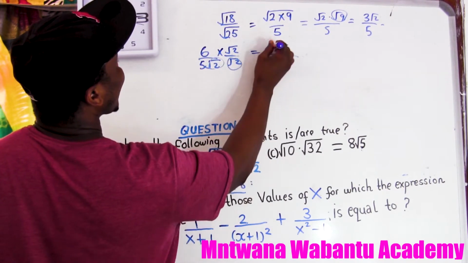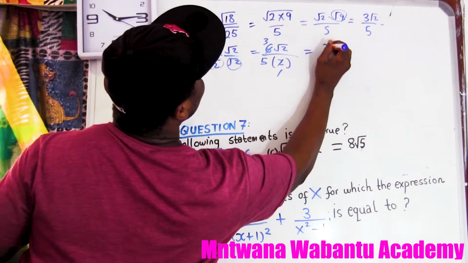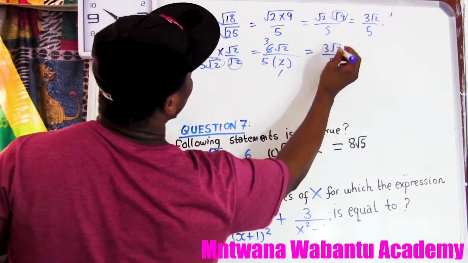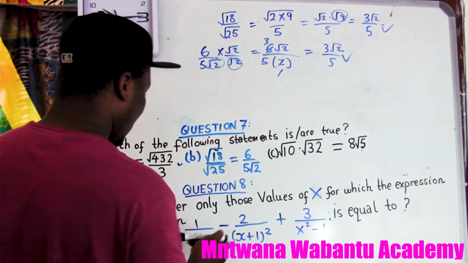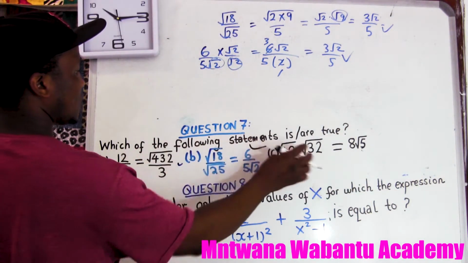Now divide by 2: how many 2s in 6? 3. So this is going to be 3 square root of 2 over 5. Yes, the right hand side is equal to the left hand side. So this is going to be true also. So true, true. Now let's go for the last one.